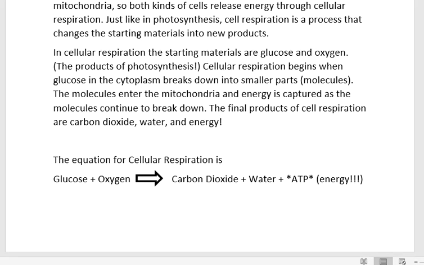Here is the equation for cellular respiration. It's the reverse of photosynthesis. So glucose plus oxygen gives you carbon dioxide and water plus ATP, which is energy. So we're going to use those three letters, it's an abbreviation, to show that energy is made. So ATP is our energy.